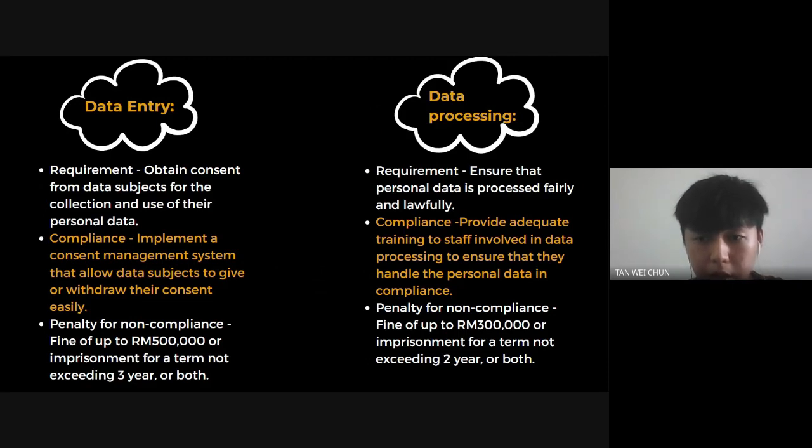Next is the data processing. The requirement is to ensure that the personal data is processed fairly and lawfully. The compliance measure is to provide adequate training to staff involved in data processing to ensure that they handle the personal data in compliance. The penalty for non-compliance is a fine of up to 300,000 or imprisonment for a term not exceeding 2 years, or both. And then we go to the next slide.